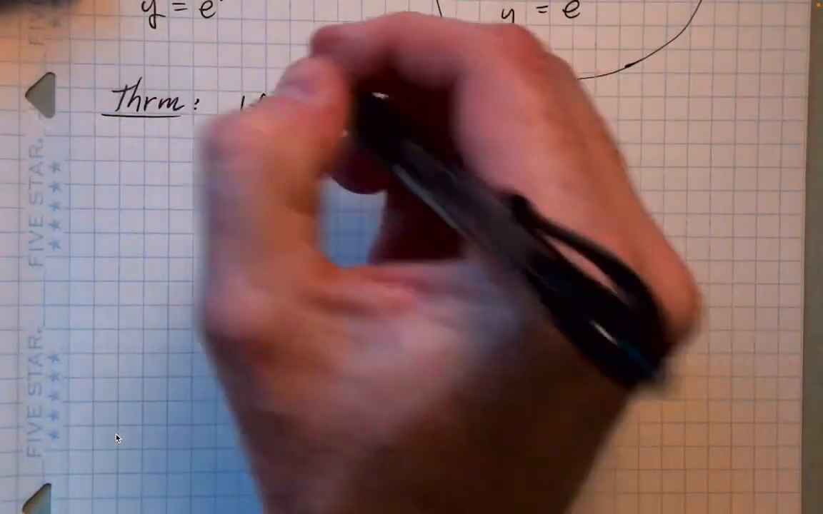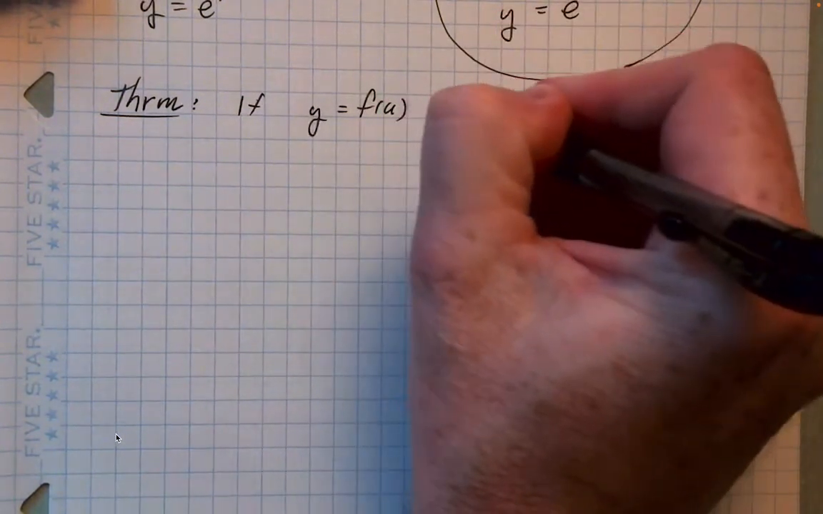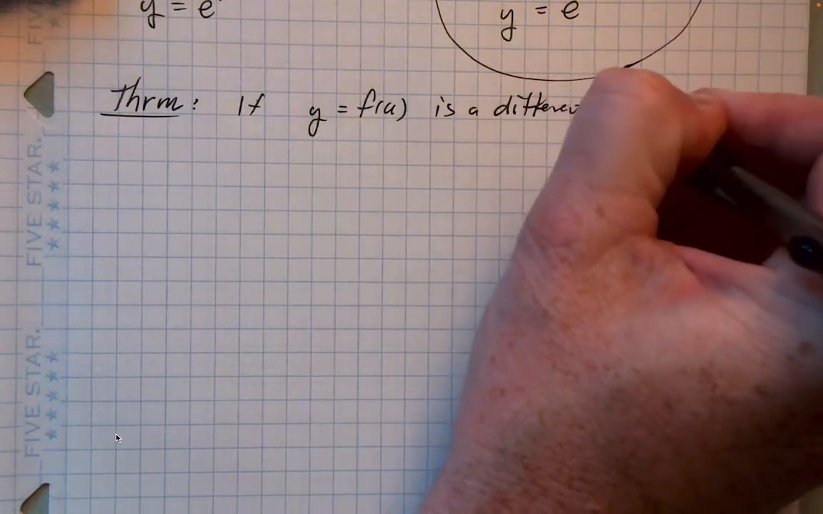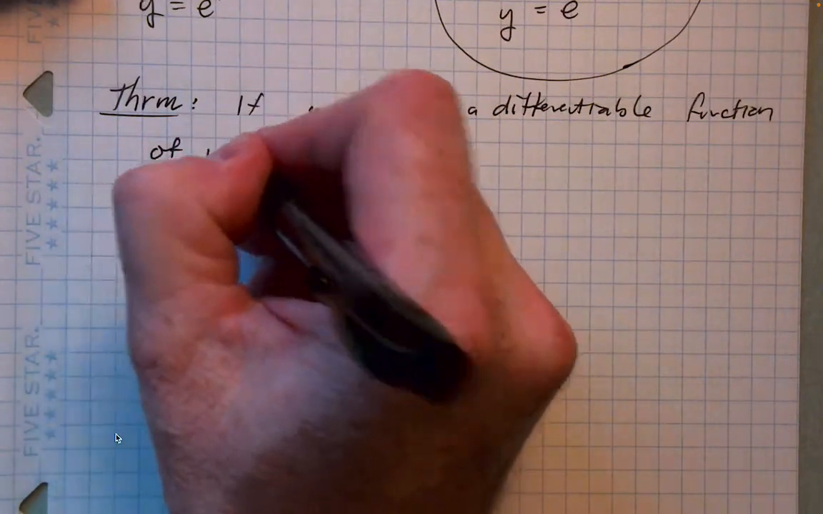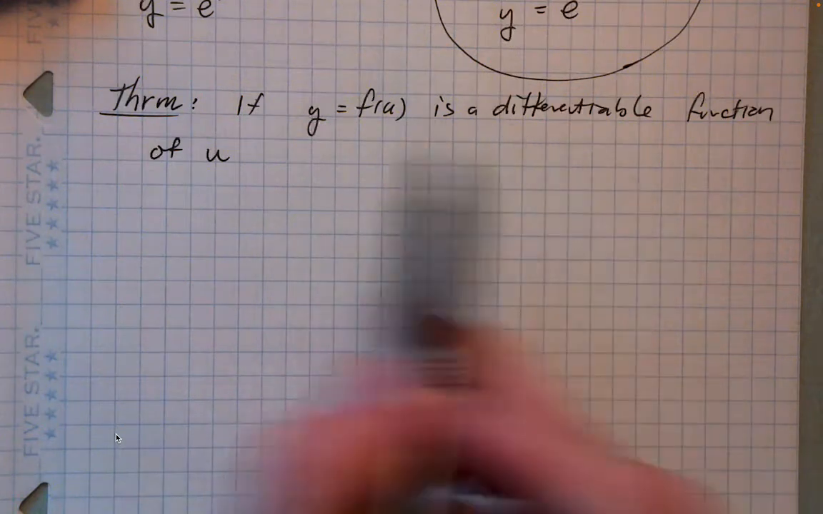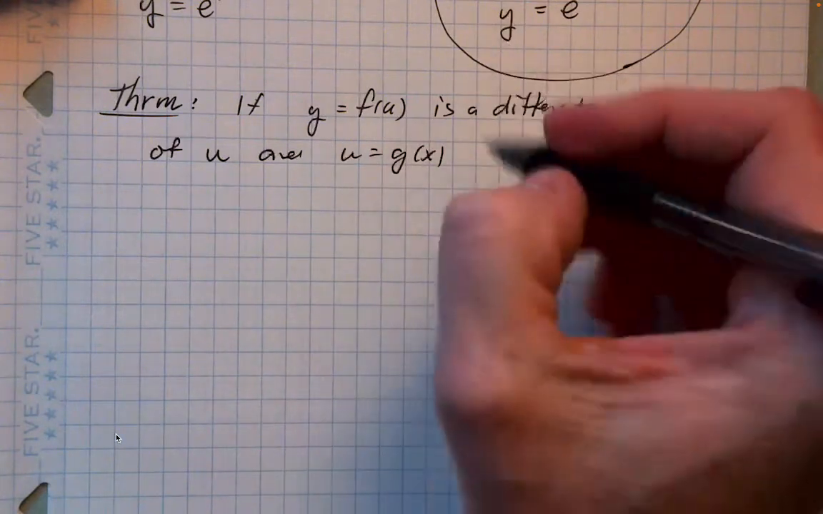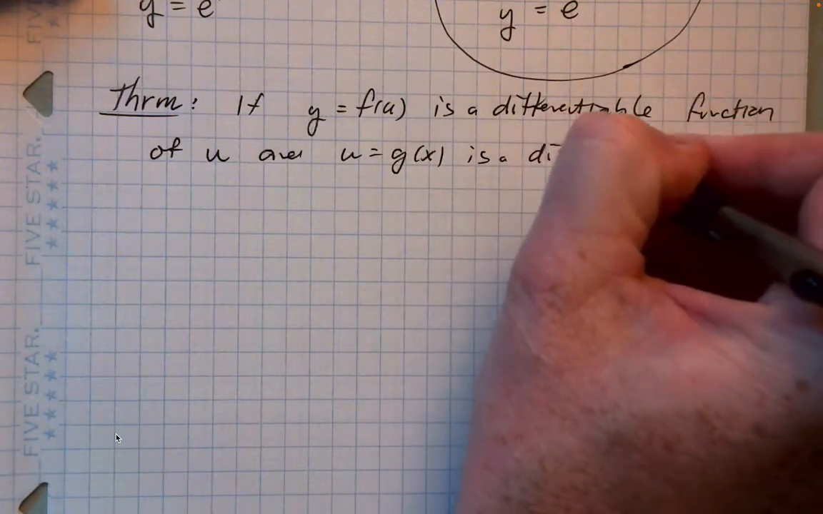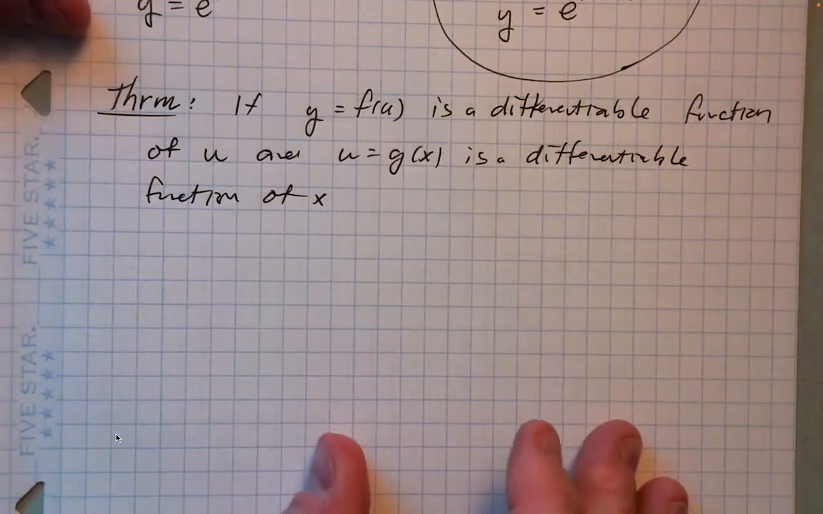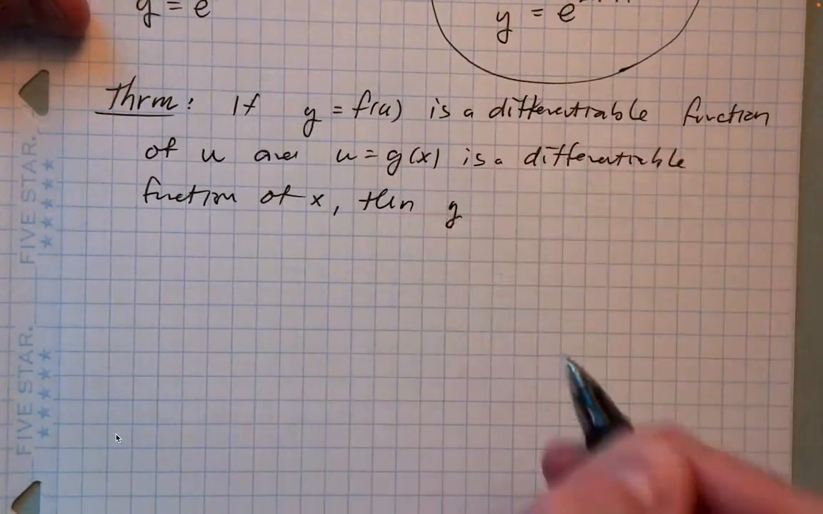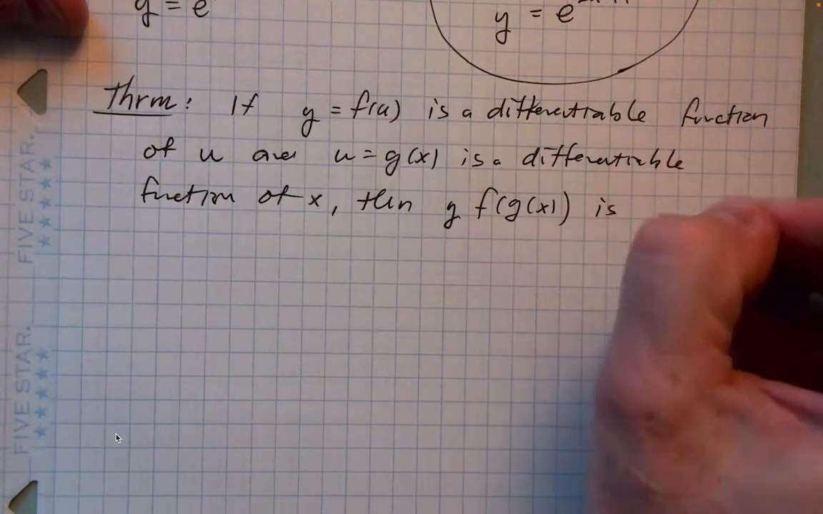So if y equals f of u is a differentiable function of u, and u equals g of x is a differentiable function of x, then, now here's where we compose everything, f of g of x is a differentiable function of x.